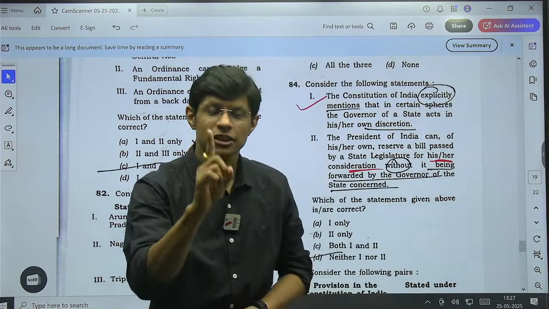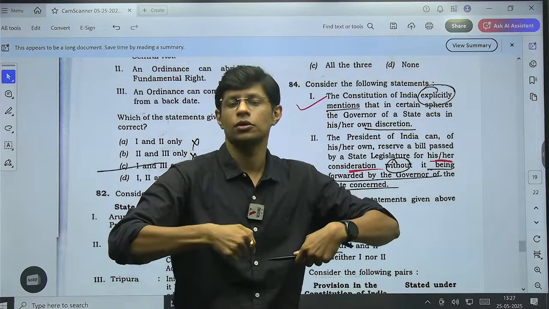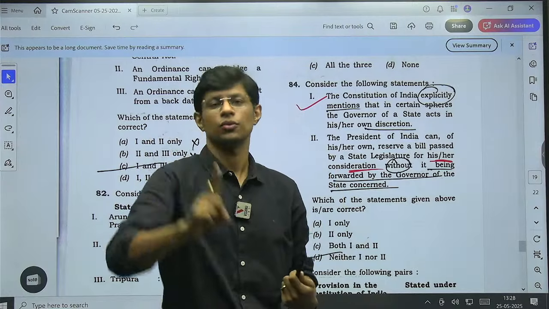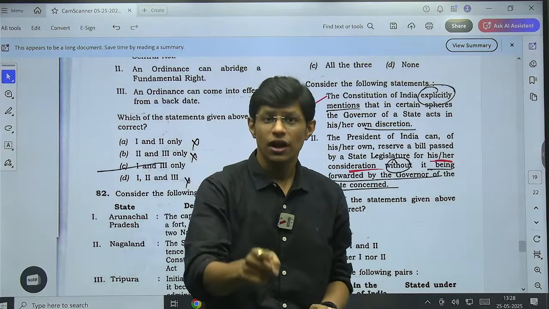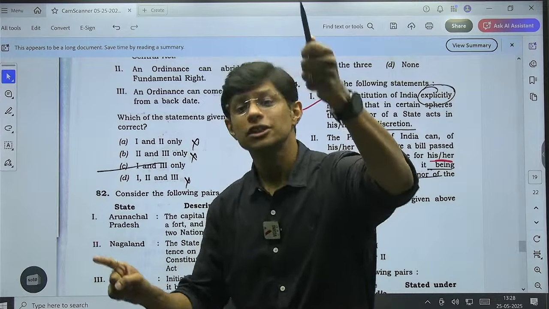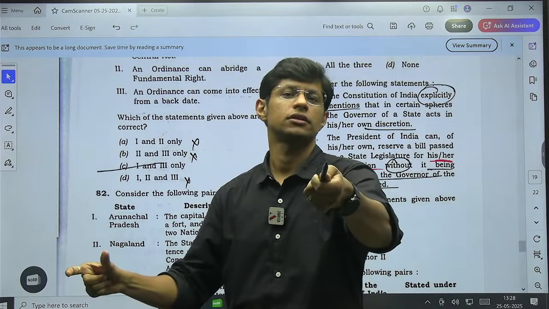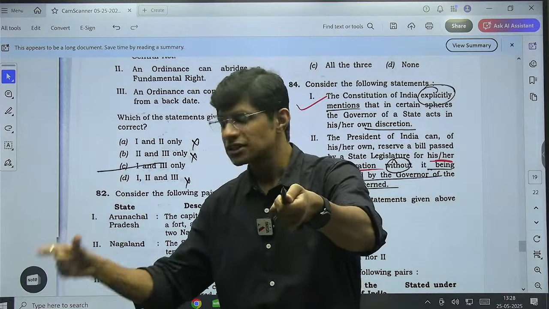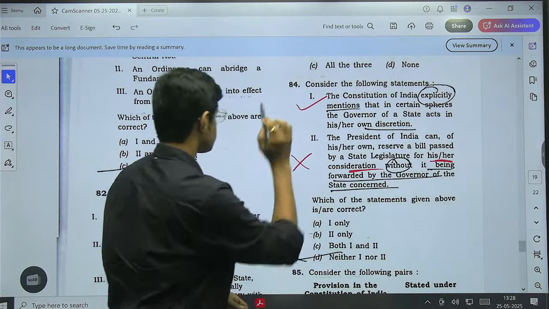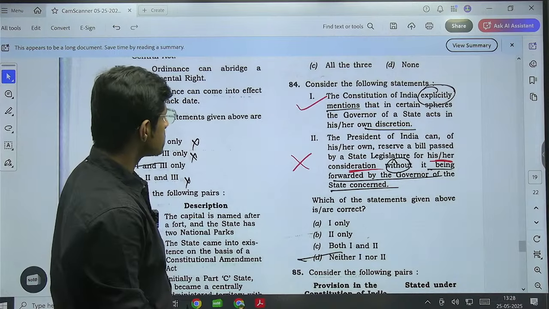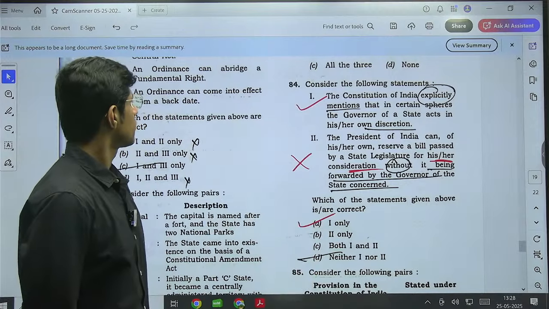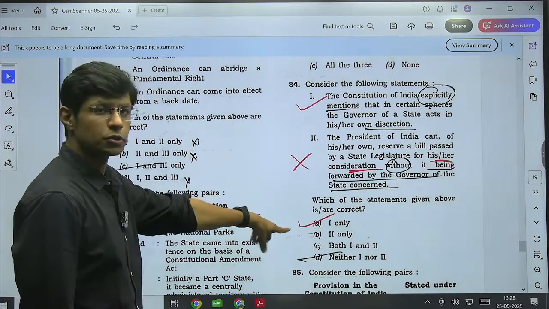Which means the president cannot suo motu by his own refer the bill passed by the state legislature for his or her reference. No. Which means for a president to look after the bill passed by state legislature, the bill has to be referred to the president only through the governor. Only through governor, once a bill is referred to the president can look into it. So this is incorrect. So which of the following statements or which of the statements given above are correct? Only one. Right? 84th question, option A is correct.